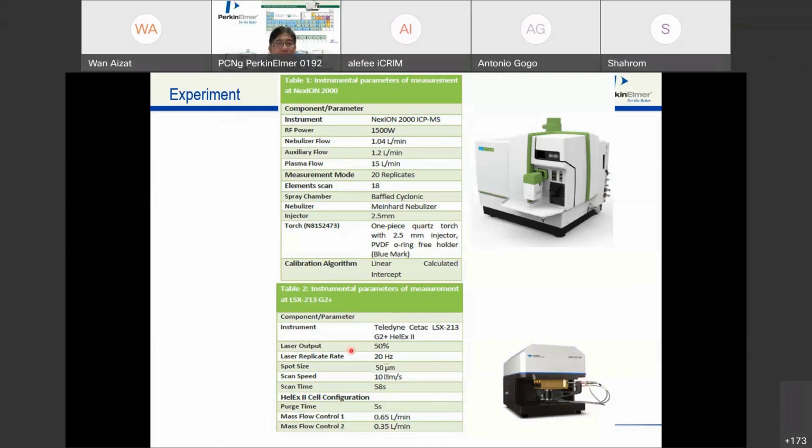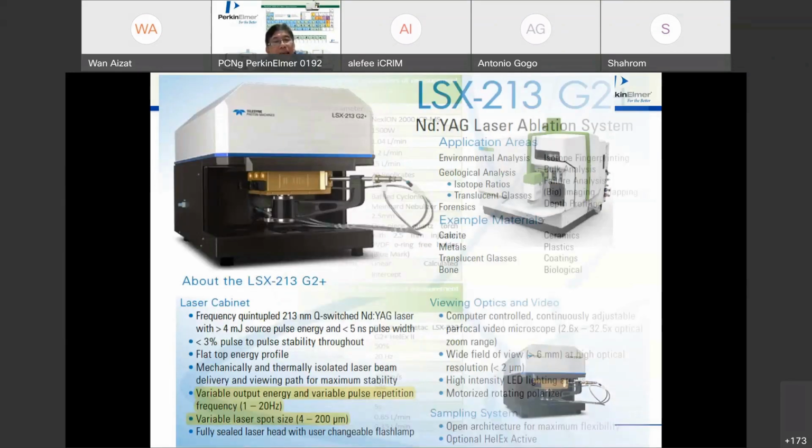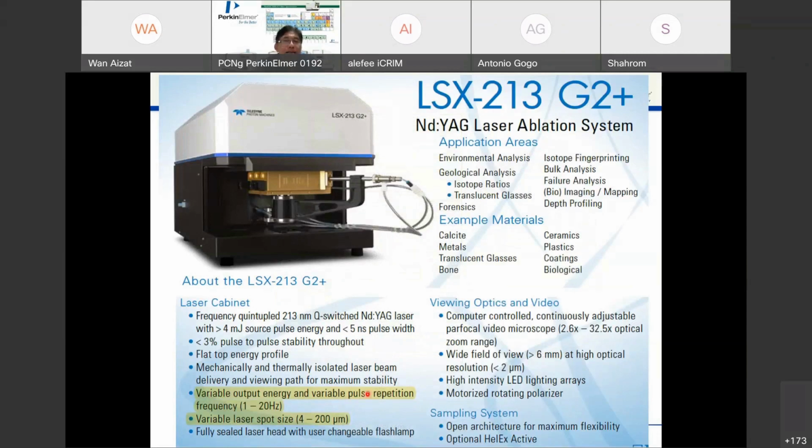So now we take a look. This is the laser ablation. You can see that the repetition rate can vary from 1 to 20 Hz. Higher frequency, higher energy. Now look at the spot: spot size 4 to 200 micron. 200 micron is just one spot for the laser. For these solid samples, in fact, it's very good for geological samples. It can do isotope ratio and so on.